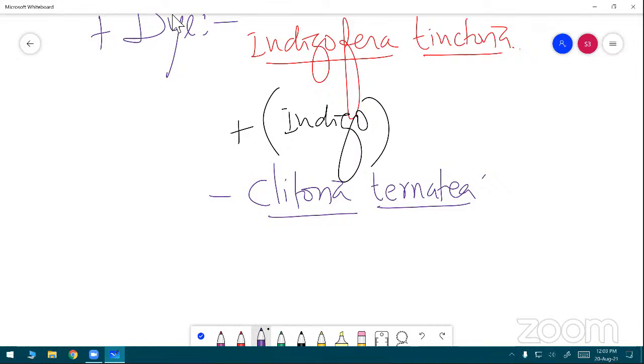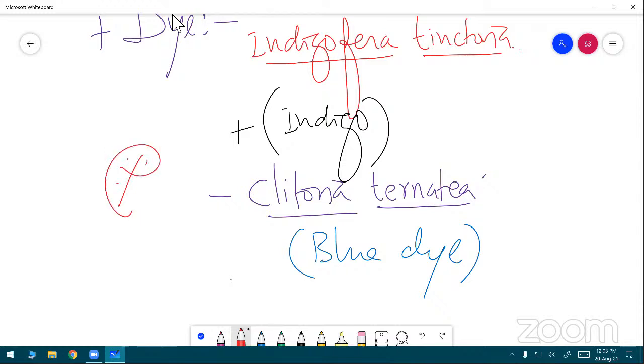Now, this Clitoria ternatea provides blue dye. Actually, blue dye is obtained from the petals of Clitoria ternatea. So the petal of this plant provides blue dye. Blue dye is obtained from dash plant of Fabaceae. That is the question. Yes, students, please understand. Blue dye is obtained from dash plant of Fabaceae. Clitoria ternatea. Very good, ma'am. Indigo dye is derived from dash of Fabaceae. That is Indigofera tinctoria.